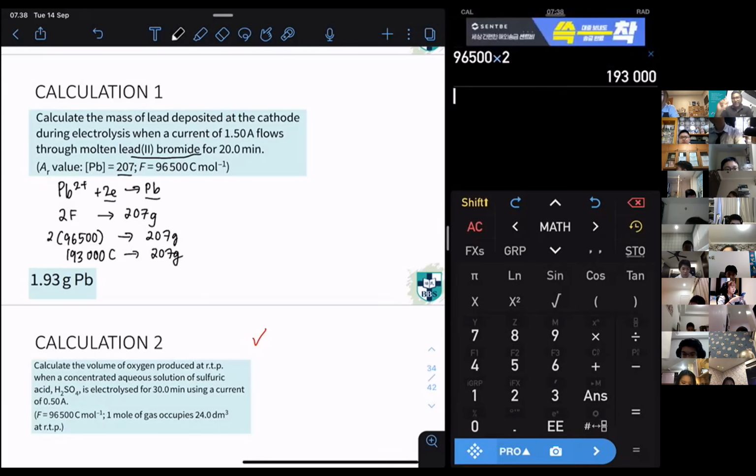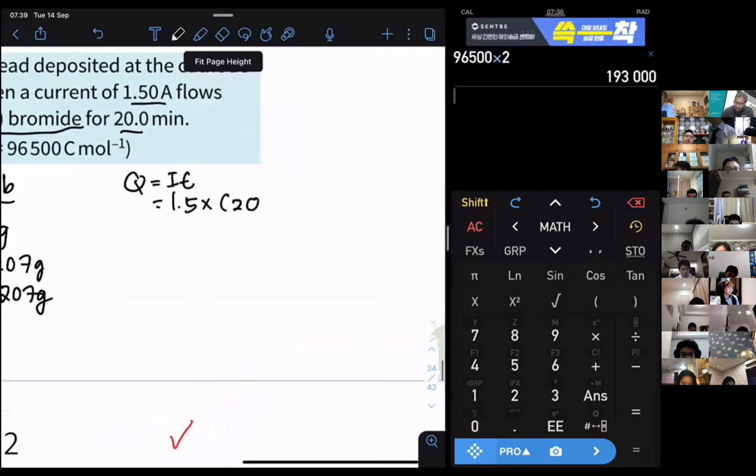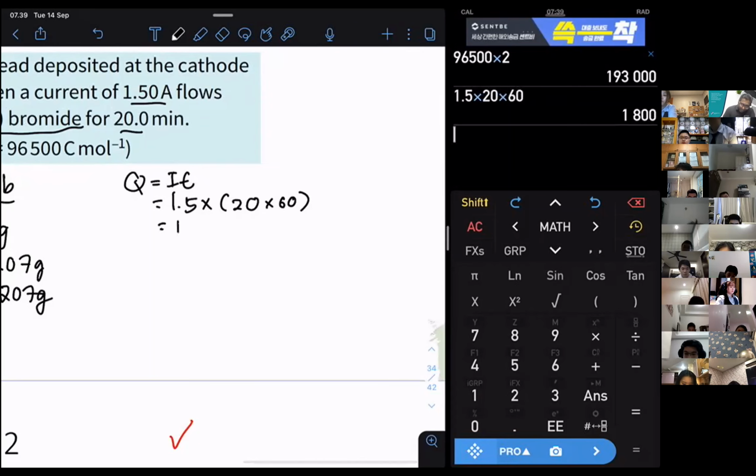Now, what is the amount of charge that is given in this setup? So this is going to be Q equals to IT. This is 1.5. The time must be in seconds, so 20 minutes, you times with 60 to change it. So 1.5 times 20 times 60 is 1,800 coulombs.